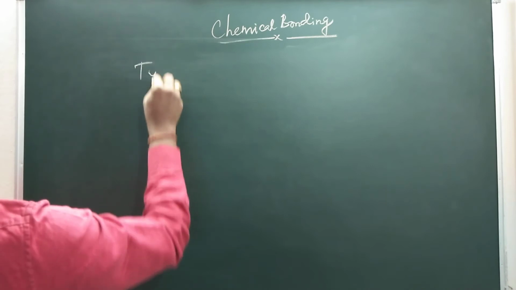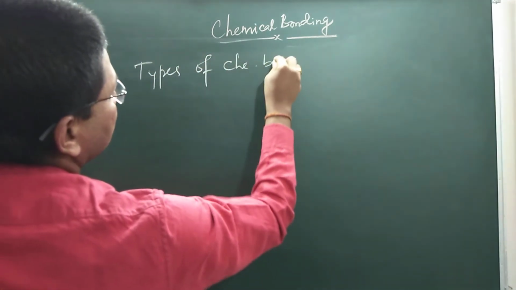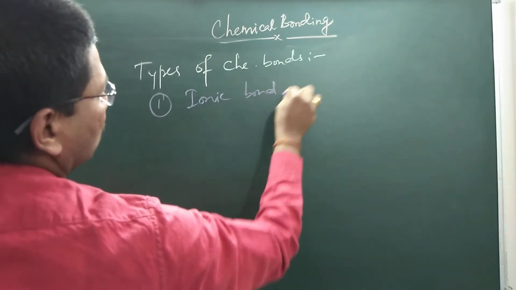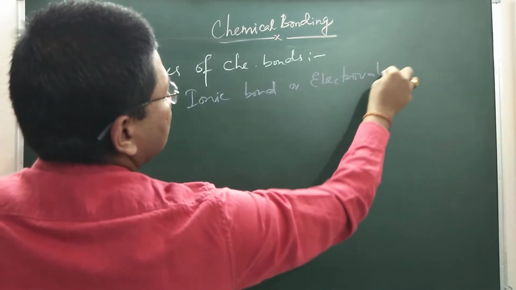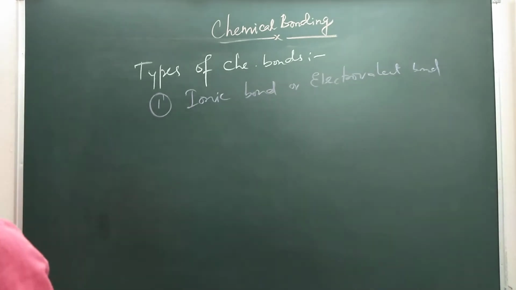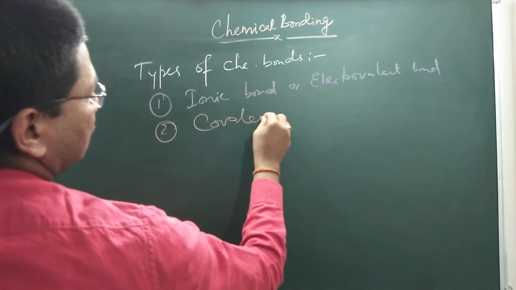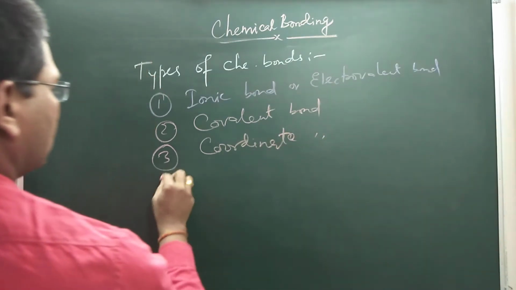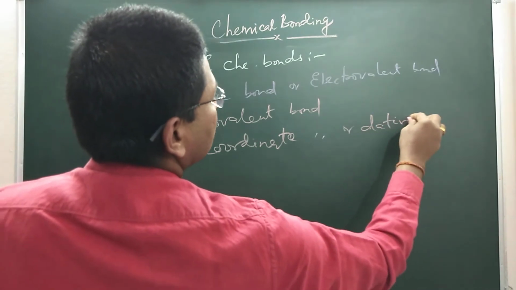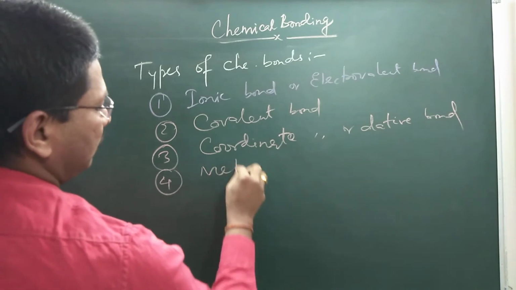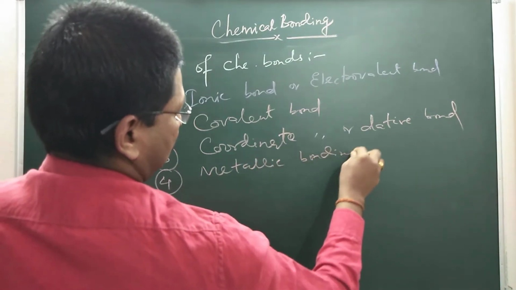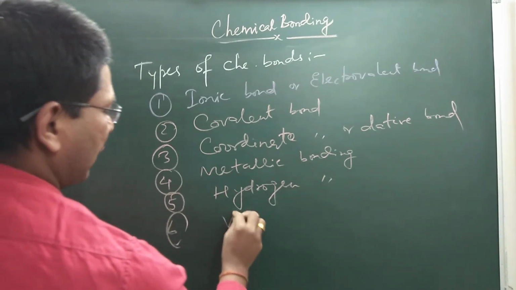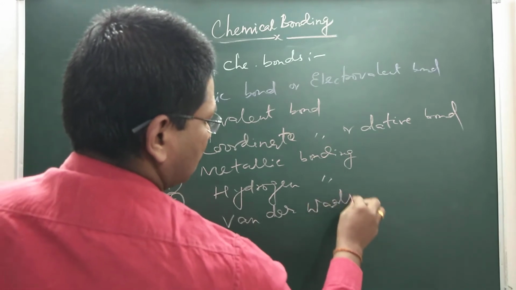Now let's see types of chemical bond. There are lots of different types of bonds, namely ionic bond, also called electrovalent bond, covalent bond, coordinate bond, also called dative bond, fourth is metallic bonding, fifth is hydrogen bonding, and sixth is van der Waals interaction.